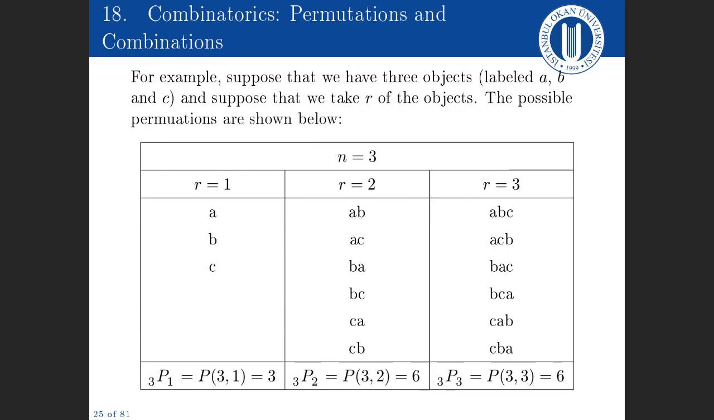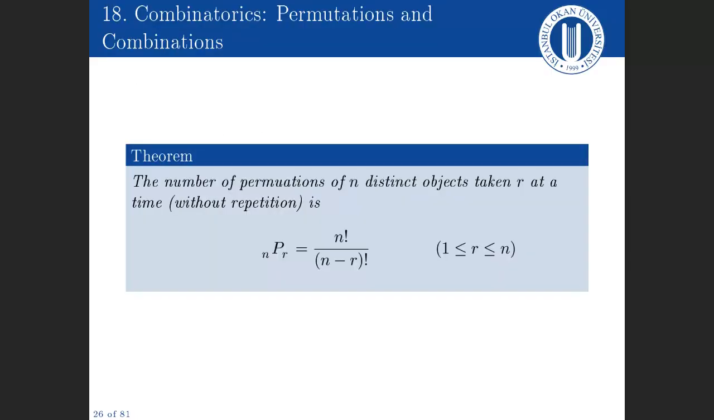Now it's time to get the formula. The number of permutations of n distinct objects taken r at a time without repetition, nPr, is n factorial divided by (n minus r) factorial, where r is the smaller number, n is the total number of objects we have, and r is how many we take.